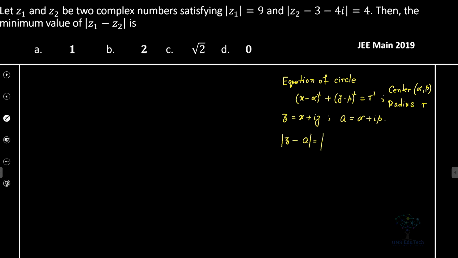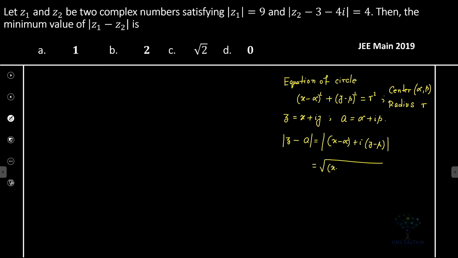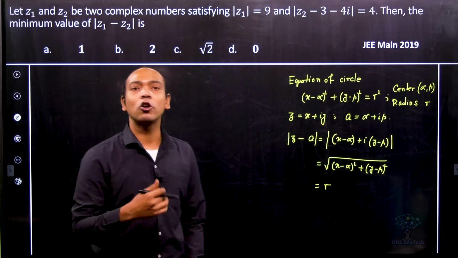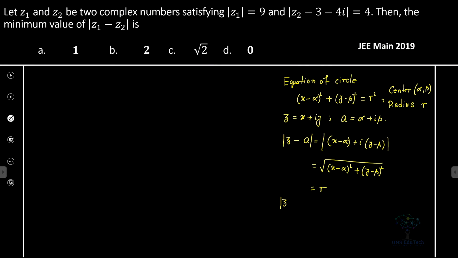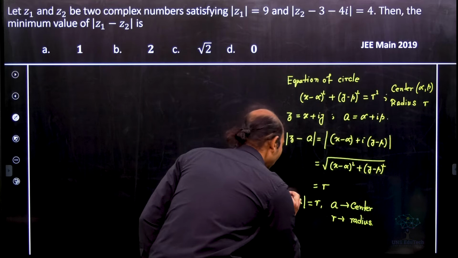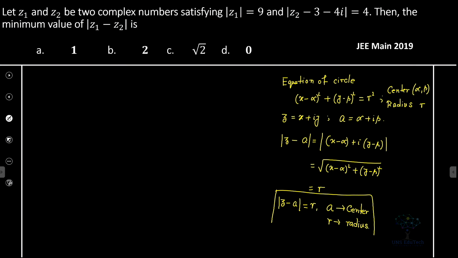Now let us calculate mod of z minus a. That gives you mod of (x minus alpha) plus i times (y minus beta). So what is this mod? This is the square root of (x minus alpha) whole square plus (y minus beta) whole square. Based on the equation of the circle, this is r. Therefore, the equation of a circle in the complex field is mod of z minus a equal to r, where a is the center and r is the radius. If we use this concept, the problem can be done in a second.